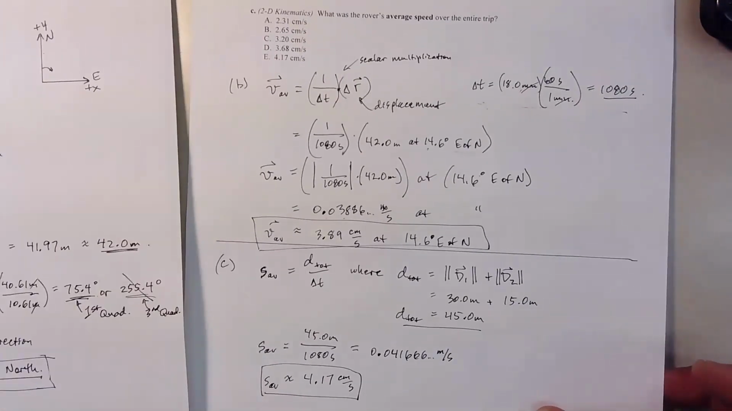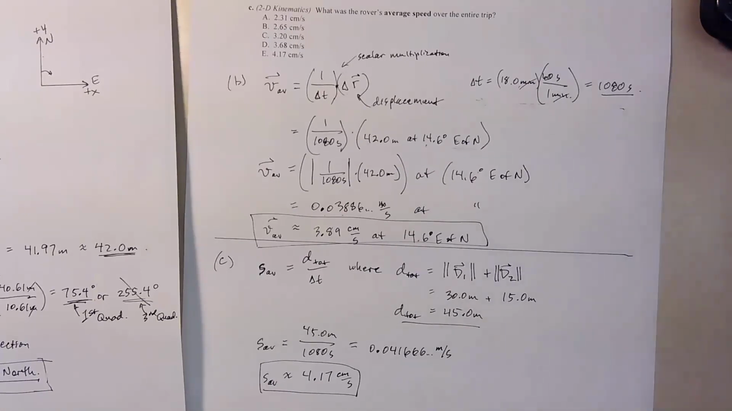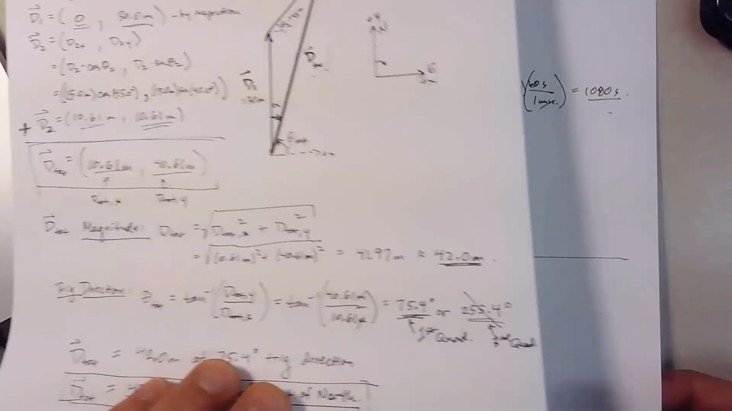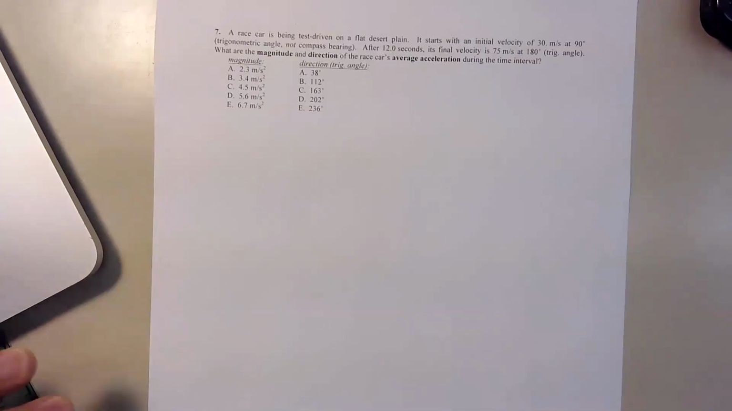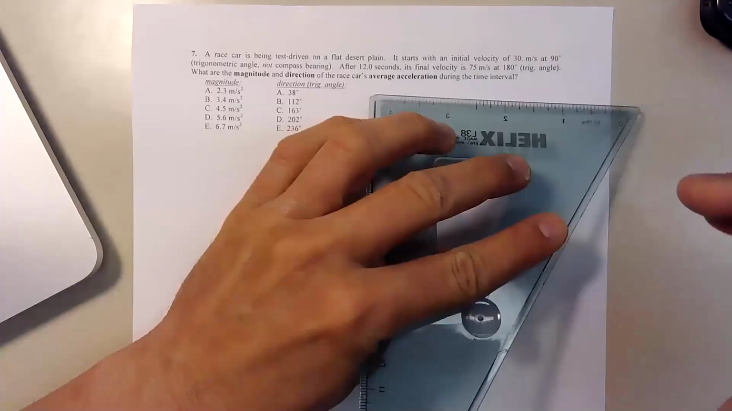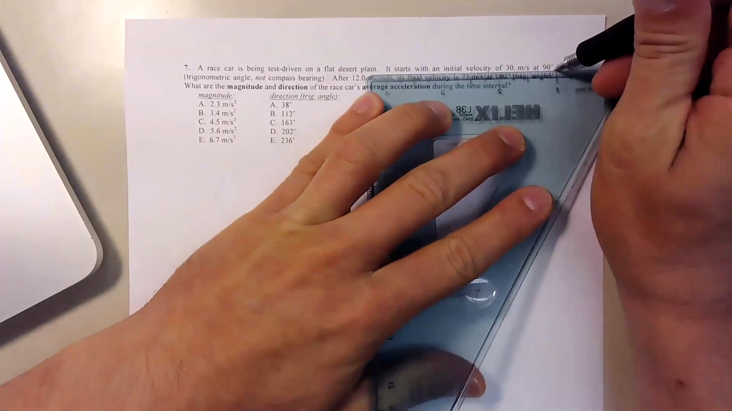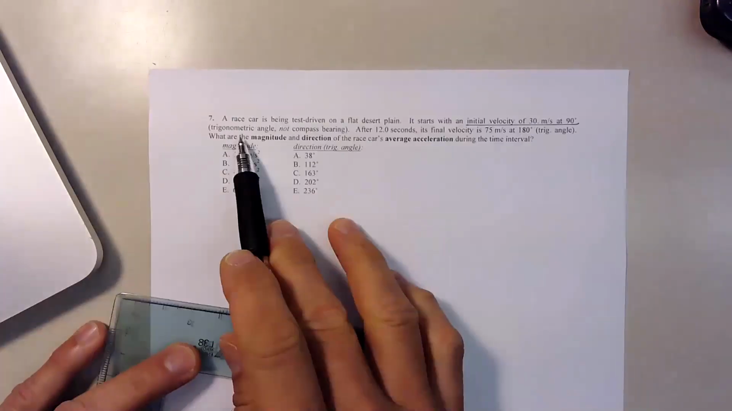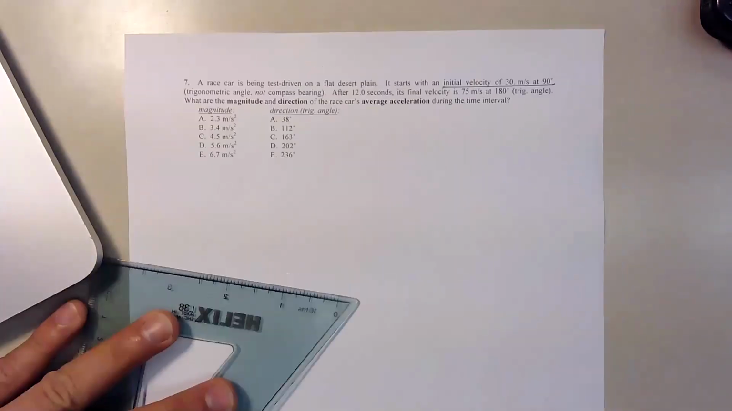Let's switch now to problem number 7. And that'll give us an example of using the average acceleration formula. It'll also give us a chance to practice some more vector addition as well. So problem number 7, suppose that you have a race car being test driven on a flat desert plain. It starts with an initial velocity of 30 meters per second at 90-degree trig angles. So for this problem, I decided to stick with just trig angles and not give you compass directions.